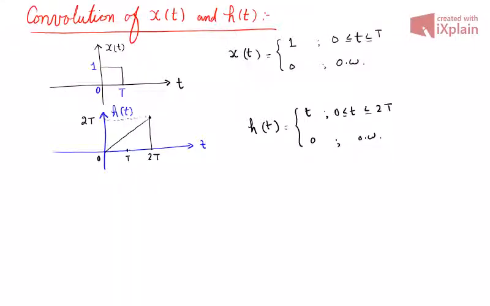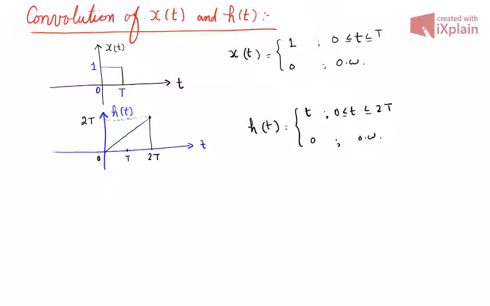In this video, we will learn how to convolve the two time limited signals x of t and h of t. X of t is shown in the first figure. It's x of t, which is time limited to 0 to capital T, and its mathematical description is given here. The signal is 1 between 0 to capital T, and it is 0 otherwise.